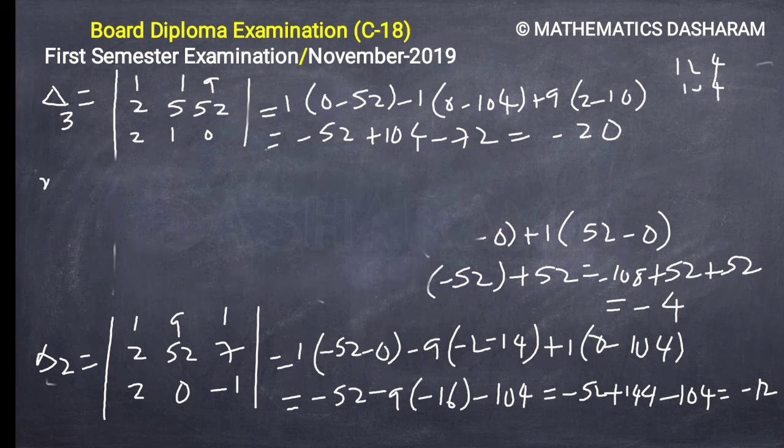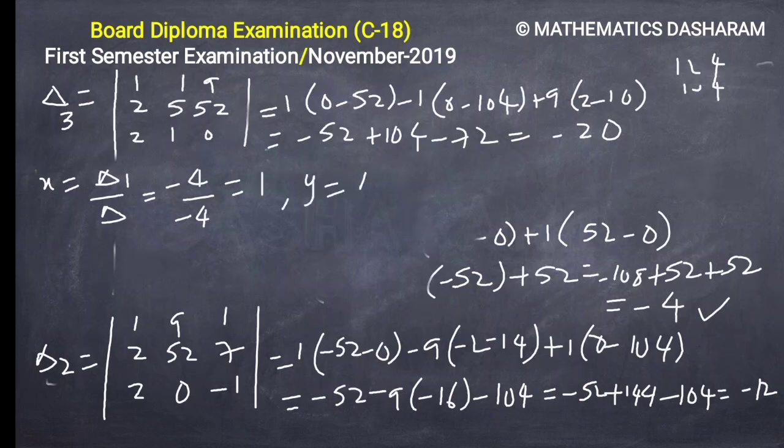let's find out the x value. So that is delta 1 divided by delta, delta 1 equals minus 4 and delta equals minus 4, it is equal to 1. Next, y equals delta 2 divided by delta, delta 2 equals minus 12 and delta equals minus 4. Minus minus cancel, 4 ones are 4, 4 threes are 12, so y is 3.